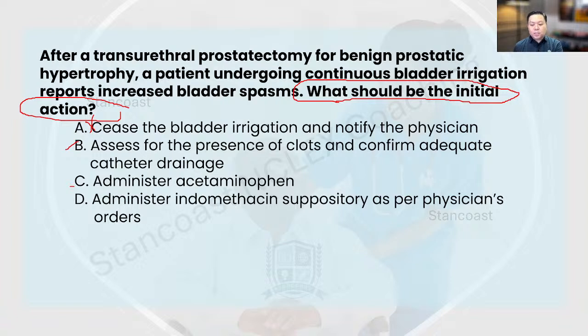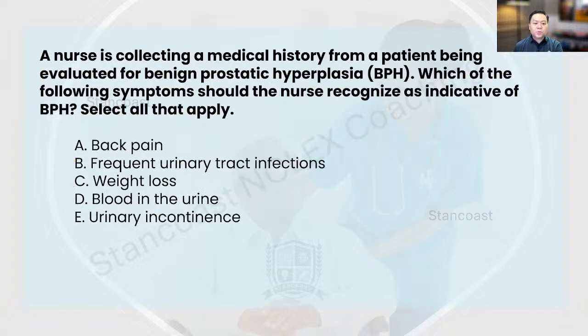Now, another clue for you here is to choose those answers that can maintain the patient's safety, that can address the most immediate issue, which is basically the spasm caused by the blood clots. So make sure that you retain those kinds of reasonings. Now let's go for the next question here, number 2.